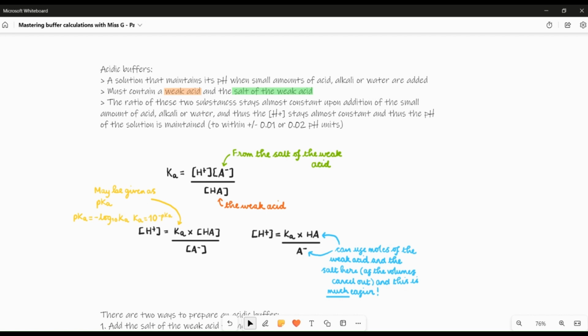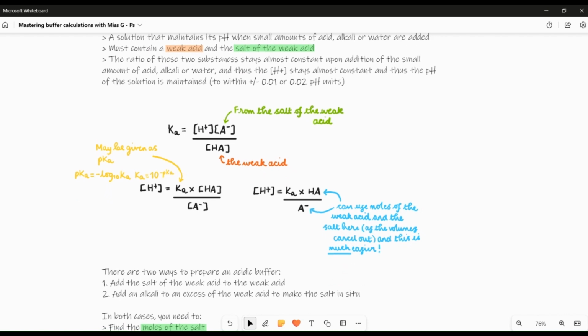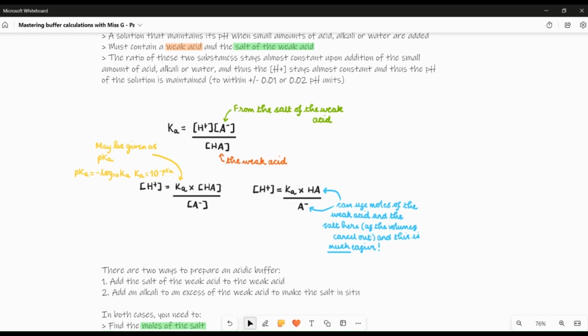So in our buffer solution calculations, we're going to be using the Ka expression, and you'll be used to seeing this from your work with weak acids, hopefully. So when we write our Ka expression, we have the products of the dissociation of the weak acid on the top, and then we have the concentration of the weak acid, HA, on the bottom.